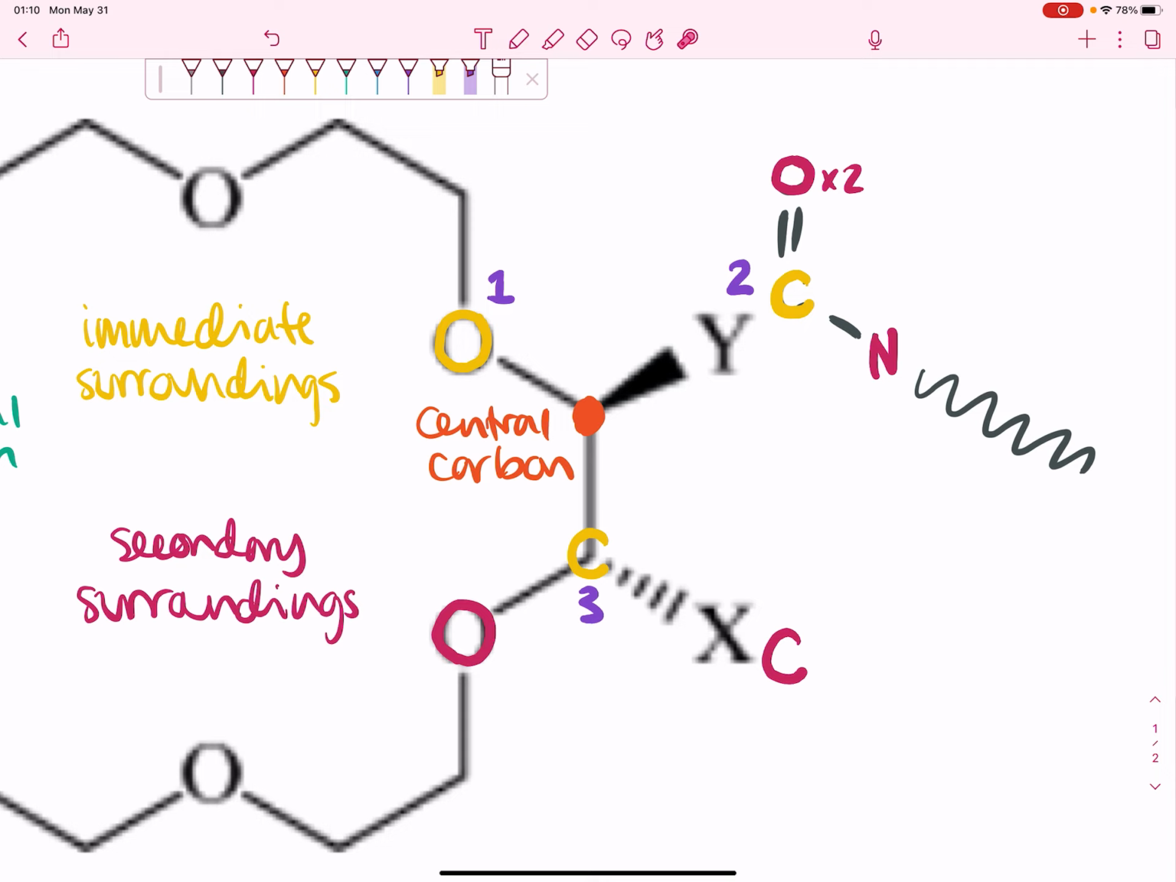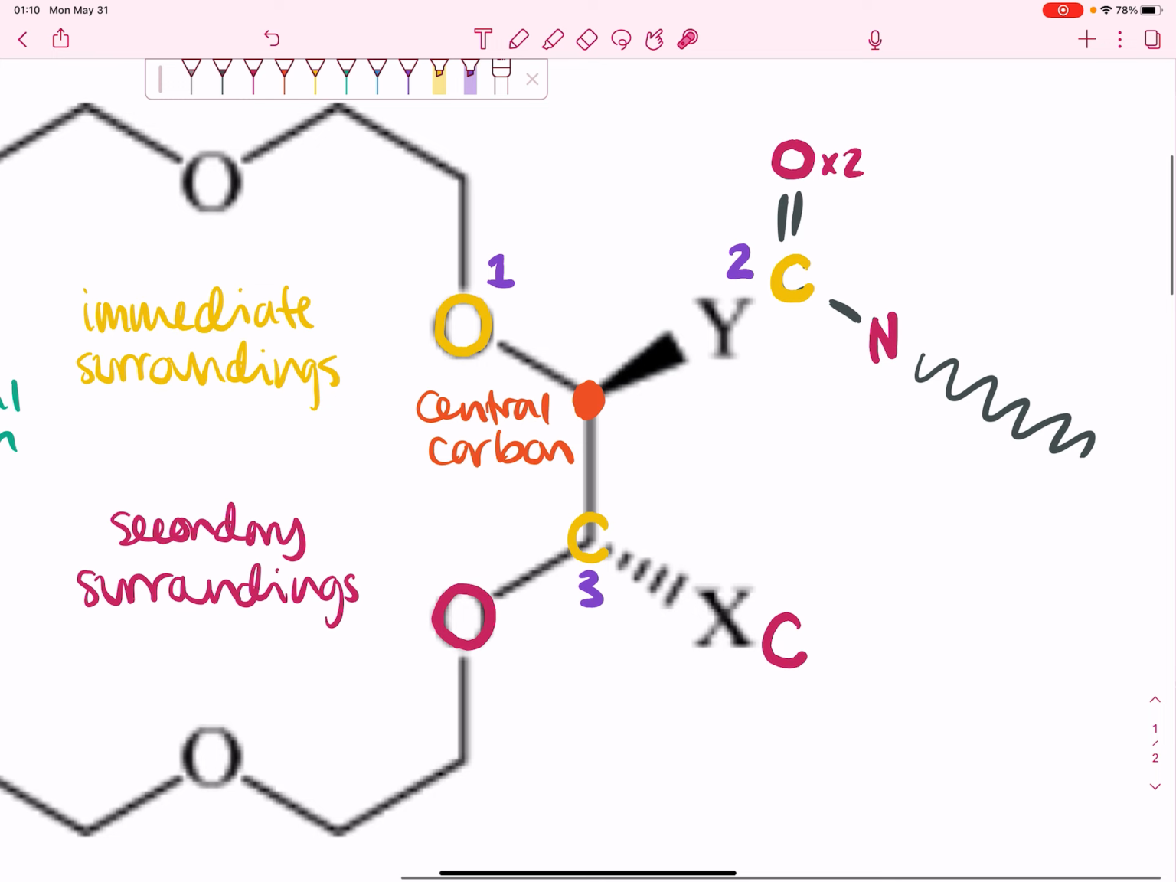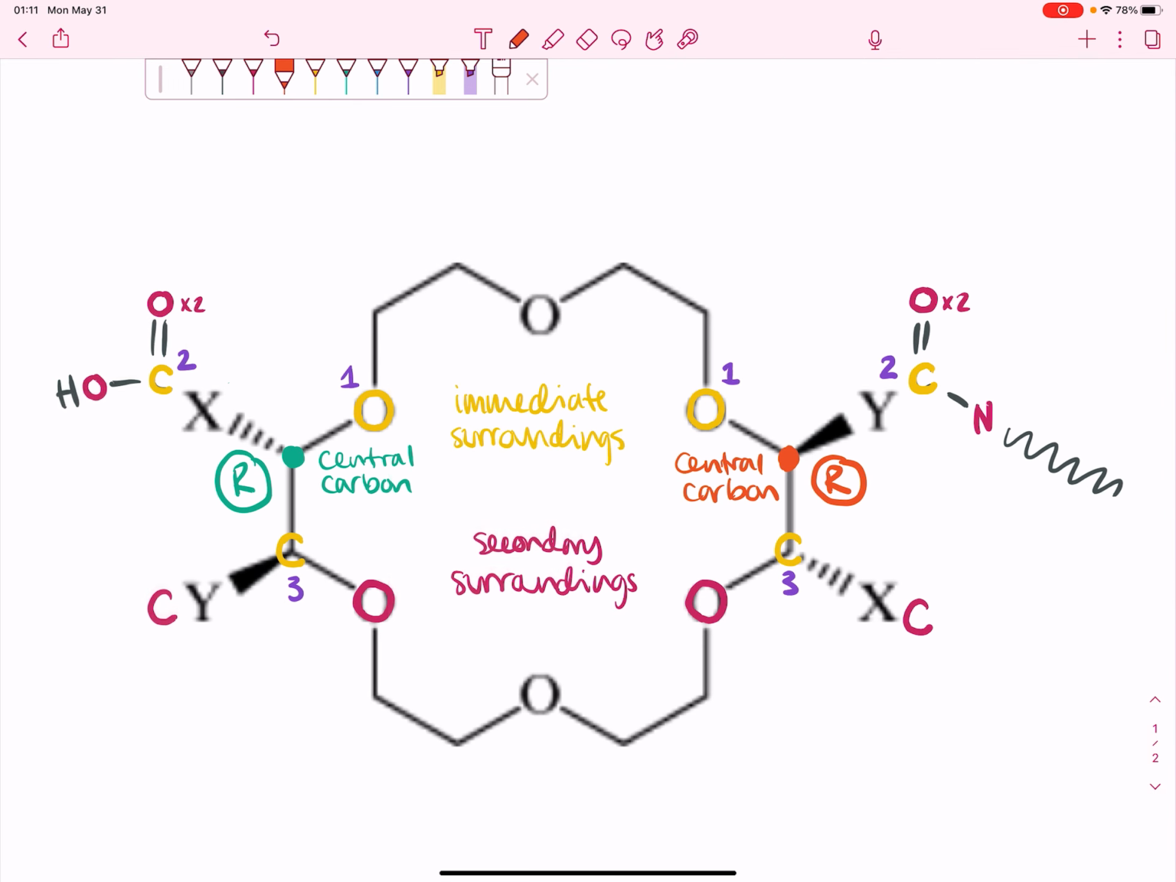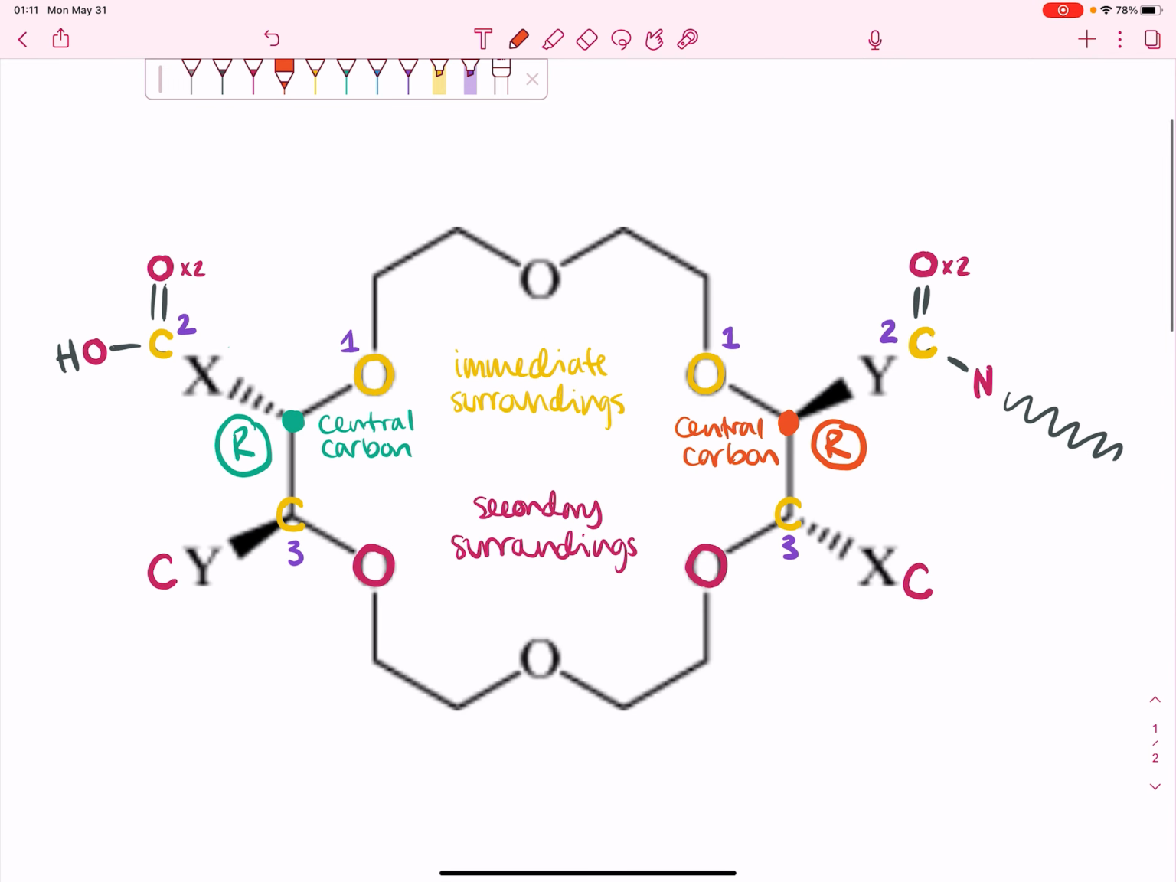Because our number 4, which is typically hydrogen, is going into the page, we don't have to do any kind of flipping here. However we connect the dots is how it's going to be. So you start at 1 again, 2, 3. We're going in a clockwise motion. That is R. That is an R configuration. And that's how you do that.